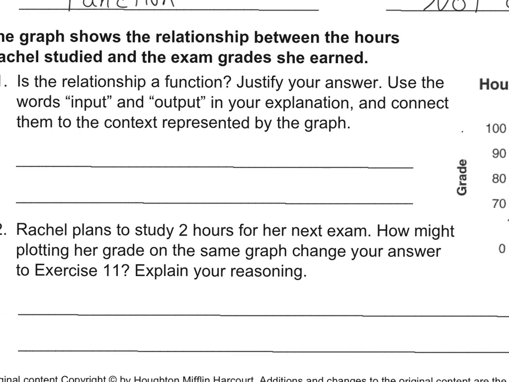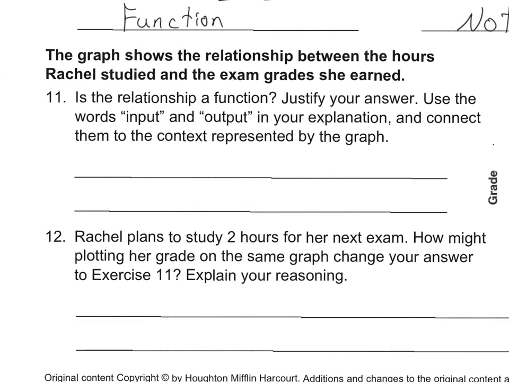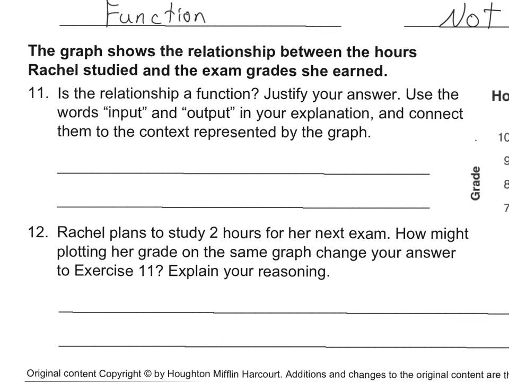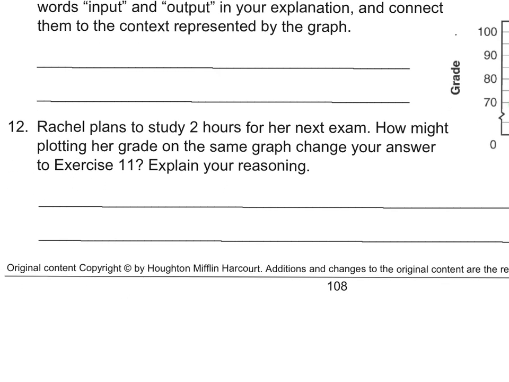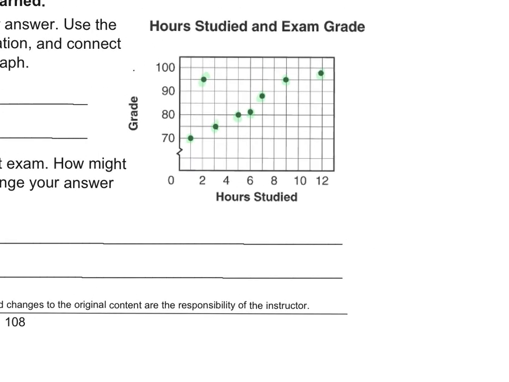if we take a look at the question here, it says use the words input and output to explain, in your explanation I should say, and connect them to the context. So no input value is giving you more than one output value. Okay, and it fails the vertical line test. Okay, I'm not going to write that down, but that's the basic idea behind functions. Okay, so you have an assignment, relatively quick assignment, where you are simply identifying whether something's a function or not based on this information.